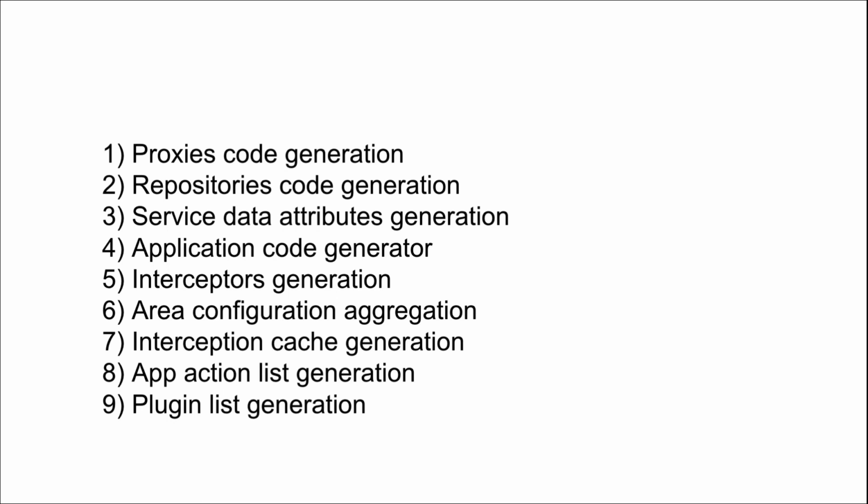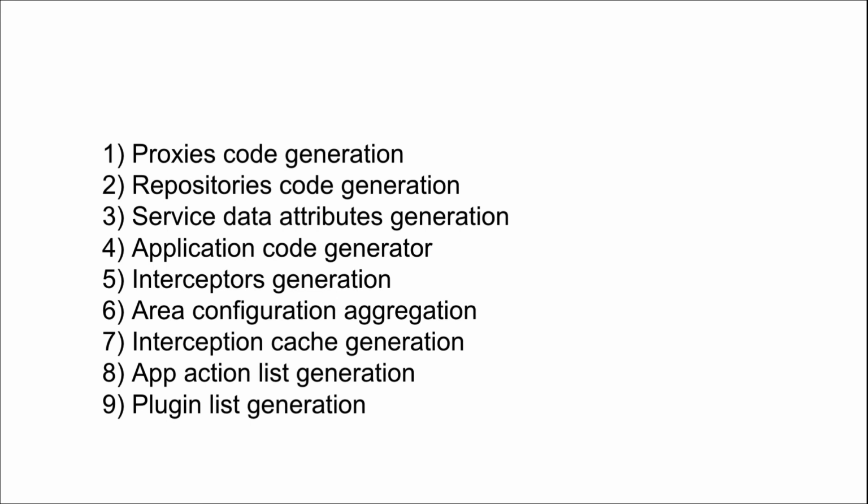So if you have a class, it's going to create inside the generation folder. The class is going to be a folder. Inside it's going to create interceptor.php, and it's going to create all the interceptors inside that.